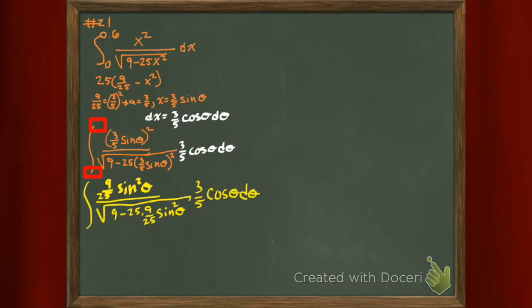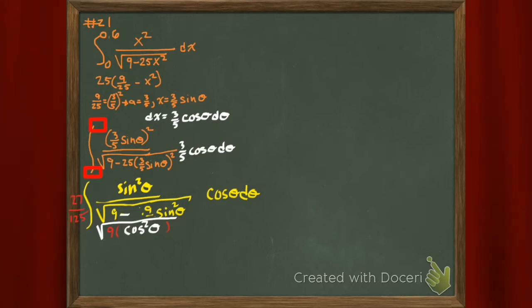Now I'm going to combine some things. I see the 3/5 and the 9/25. That's 27/125, and then the 25s go away inside the integrand. Now, let's go ahead and factor out that 9. We're left with 1 minus sine squared. That's the only trig identity you ever remember. That's cosine squared.